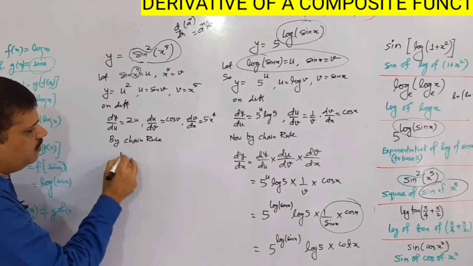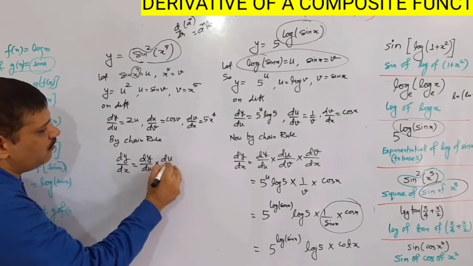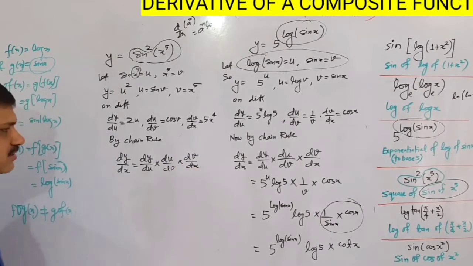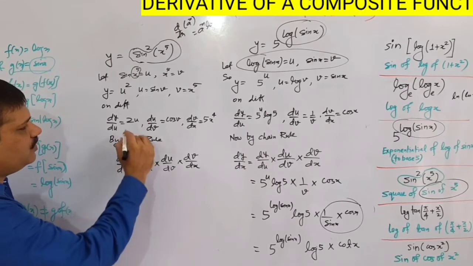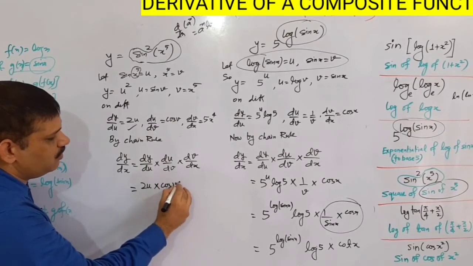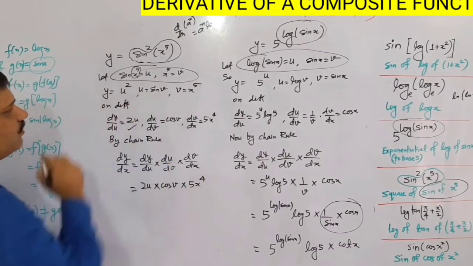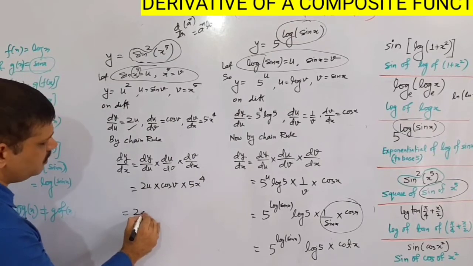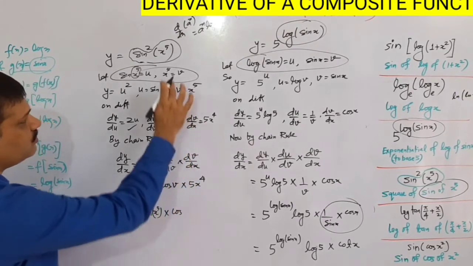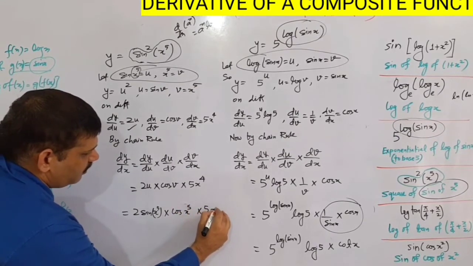Now by chain rule we get derivative of y with respect to x is equal to derivative of y with respect to u multiplied by derivative of u with respect to v multiplied by derivative of v with respect to x. Now derivative of y with respect to u is 2u into derivative of u with respect to v is cos v, and derivative of v with respect to x is 5x raised to 4. Now putting the value of u and v, so 2 times of u, actually sine of x raised to 5, into cos of v, actually x raised to 5, into 5x raised to 4.